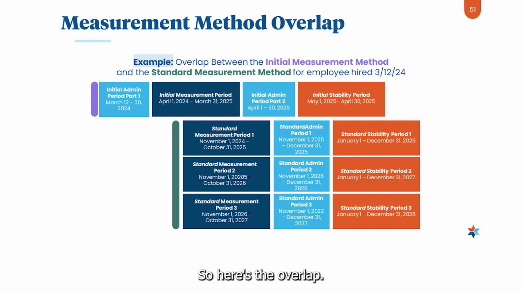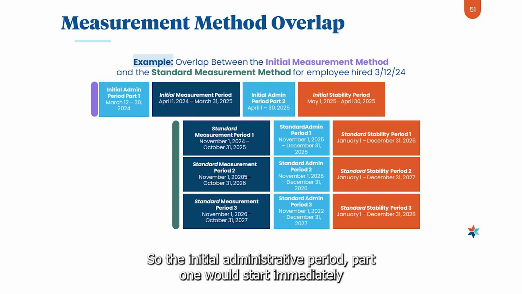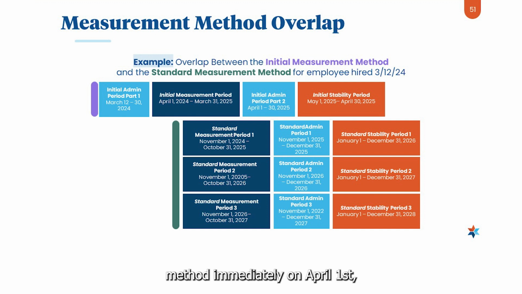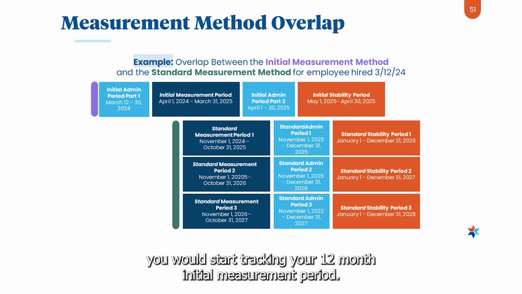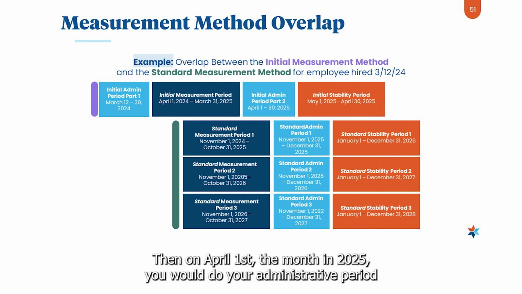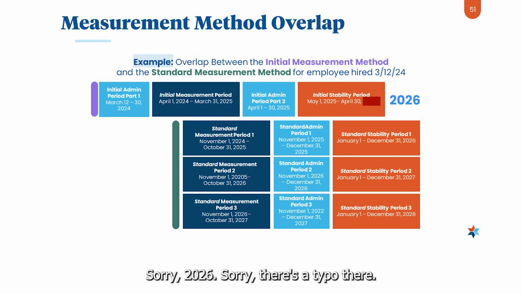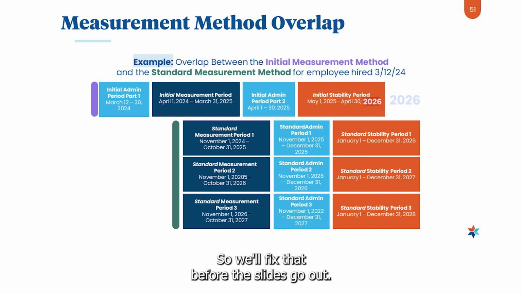So here's the overlap. Let's say this employee was hired in March of 2024. So the initial administrative period, part 1, would start immediately and go through the end of the month. So they start March 12th, you start tracking on the initial measurement method immediately. On April 1st, you would start tracking your 12-month initial measurement period. Then in April of 2025, you would do your administrative period, and your initial stability period runs from May 2025 through April of 2026. Sorry, there's a typo there. That is not good. So we'll fix that before the slides go out.